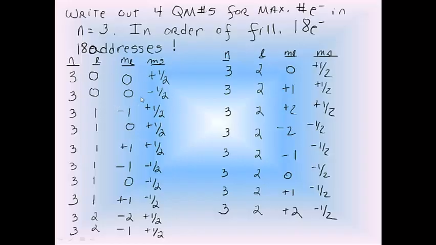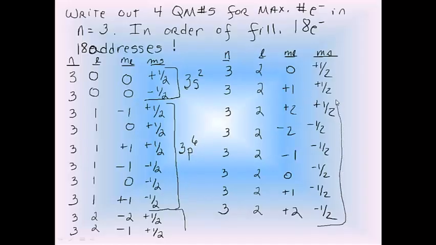Alright, so in order of fill. So what you need to know is this is the 2 electrons in the 3s. And these are the 6 electrons maximum in the 3p. And this would be the 10 maximum electrons that can be held in the 3d. And I really kind of wish I hadn't picked n is equal to 3 because that's a lot of electrons and that's a lot of addresses to try to keep track of.